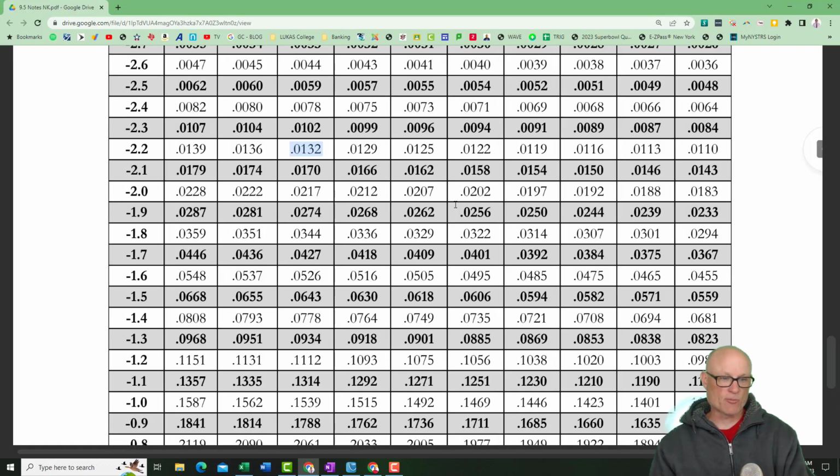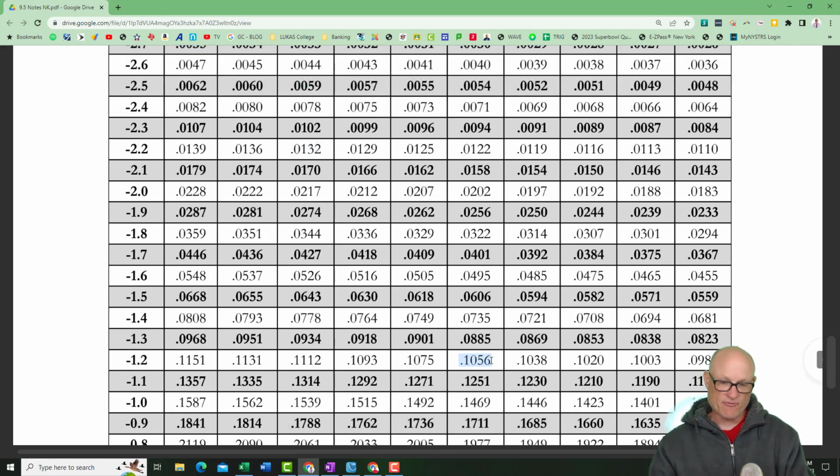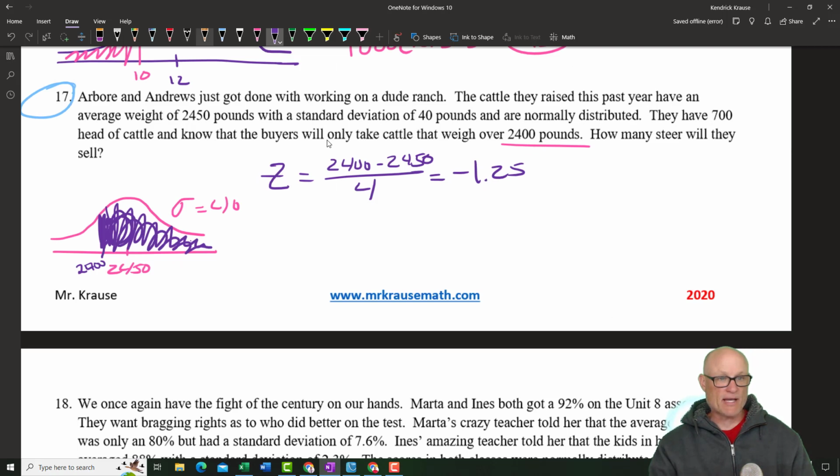So we go over here and look up 1.25. 1.2, then 1, 2, 3, 4, 5. It's 0.1056 again. Now remember, when you come back, point to the tail. 0.1056. Now we don't want that. It's pointing to an area that we don't want. We want the rest of it.